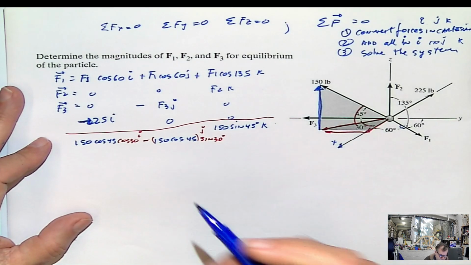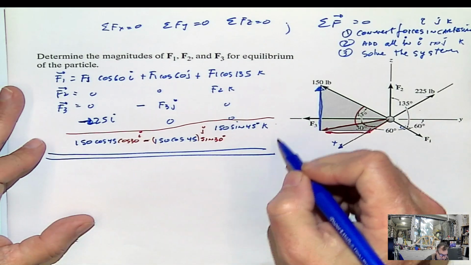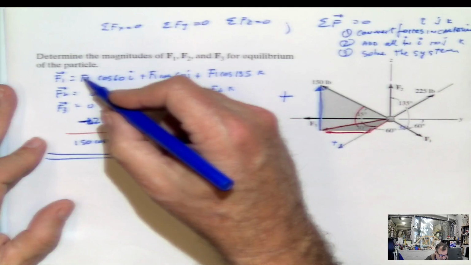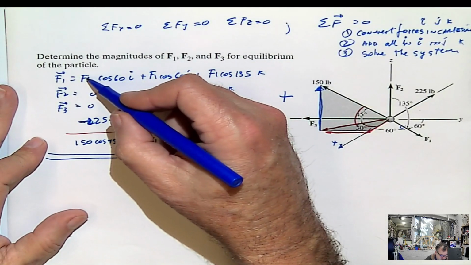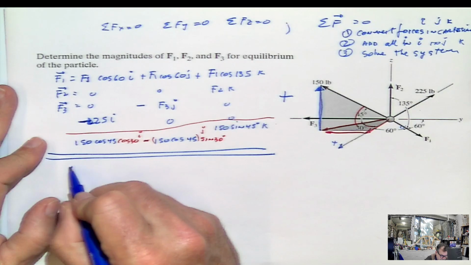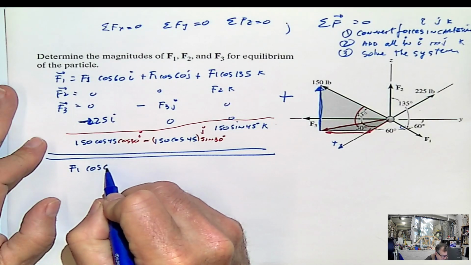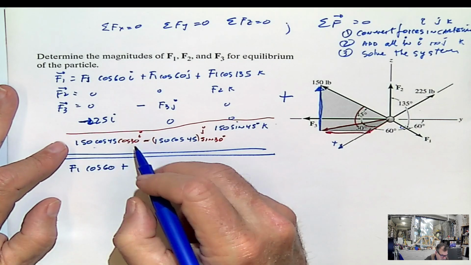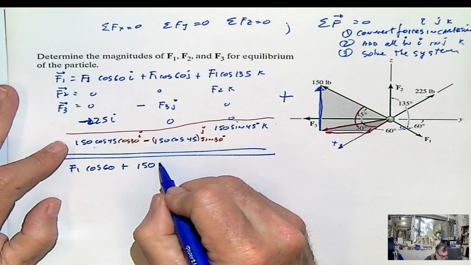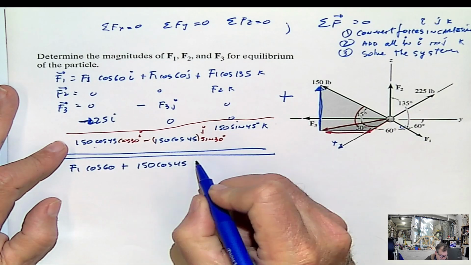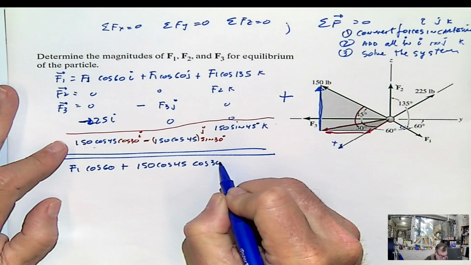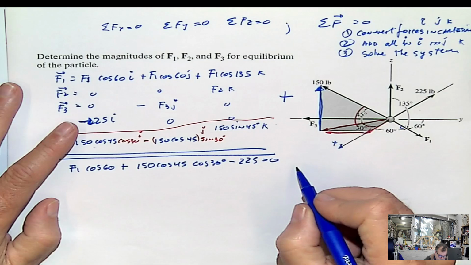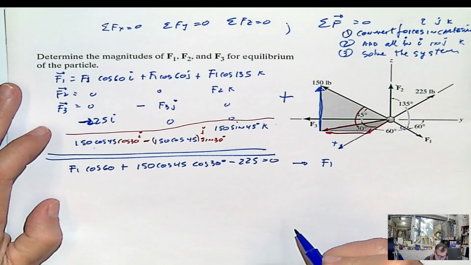And now what do we have to do? Establish our equilibrium. We are going to add those forces all together. Then the first equation will be F1 cosine 60 plus 150 cosine 45 degrees cosine 30 degrees minus 225 equals 0. And from here I can immediately calculate F1.